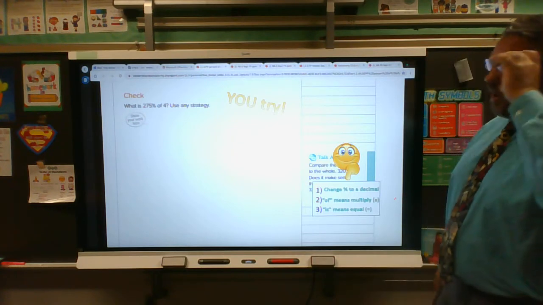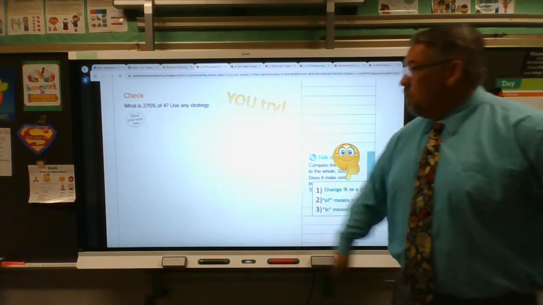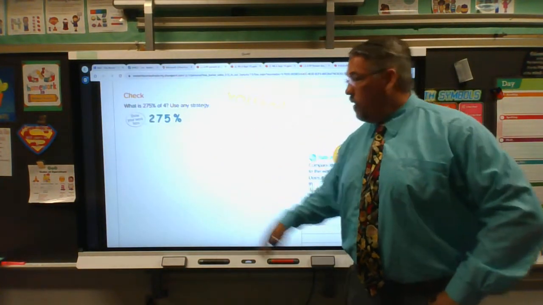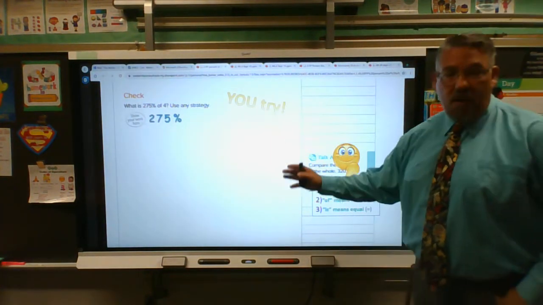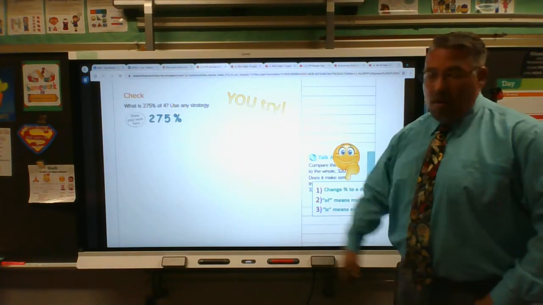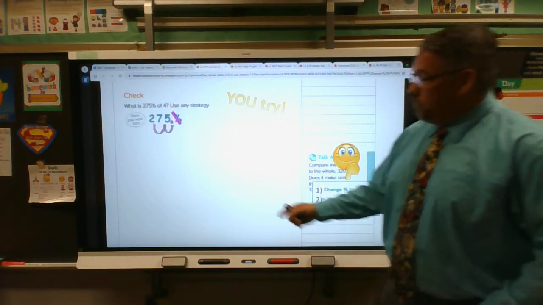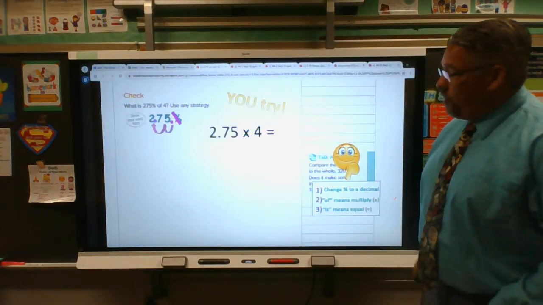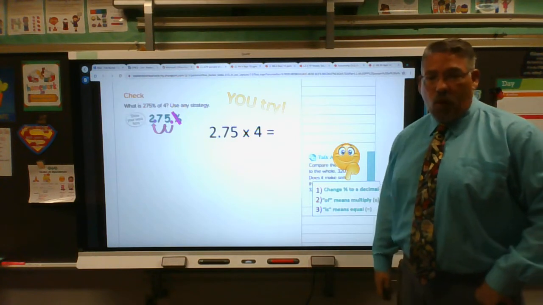So hopefully you've done as I asked, and you now have an answer. So the first step you should have done is to change your percentage into a decimal. So yeah, 275%. It doesn't matter how many digits there are, same process. I drop my percent sign, I move my decimal from the end, from right to left 2 times, and now I have 2.75 times 4.